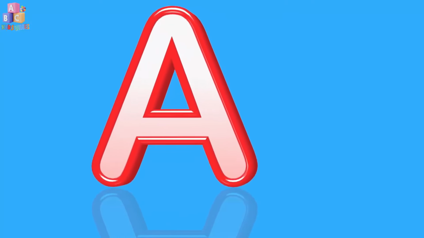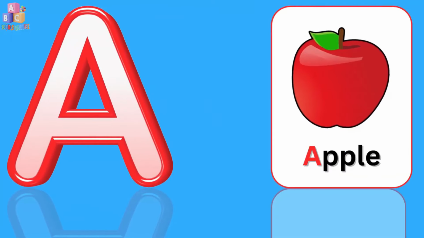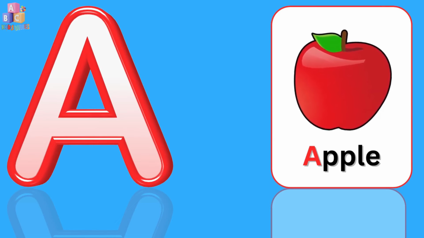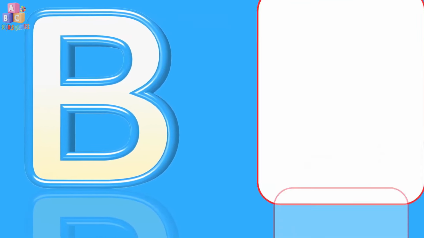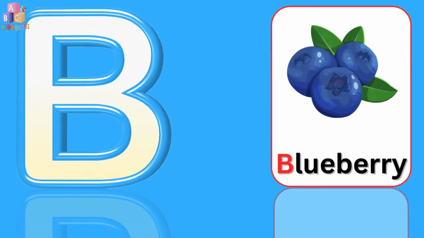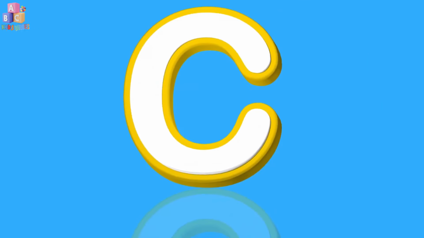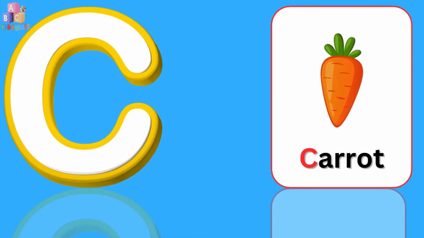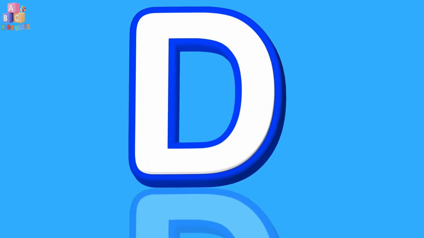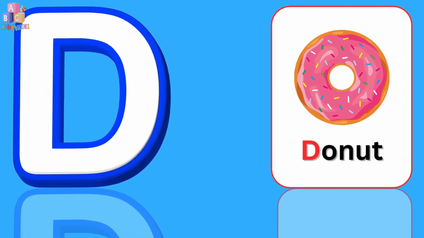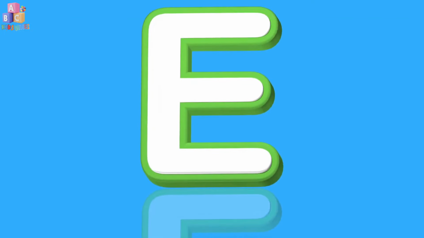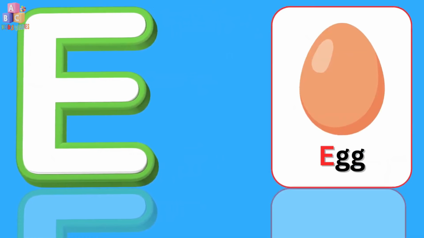A is for apple. B is for blueberry. C is for carrot. D is for donut. E is for egg.